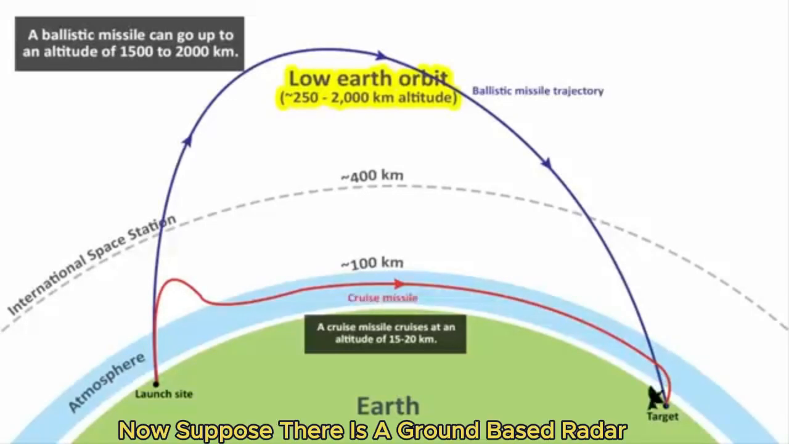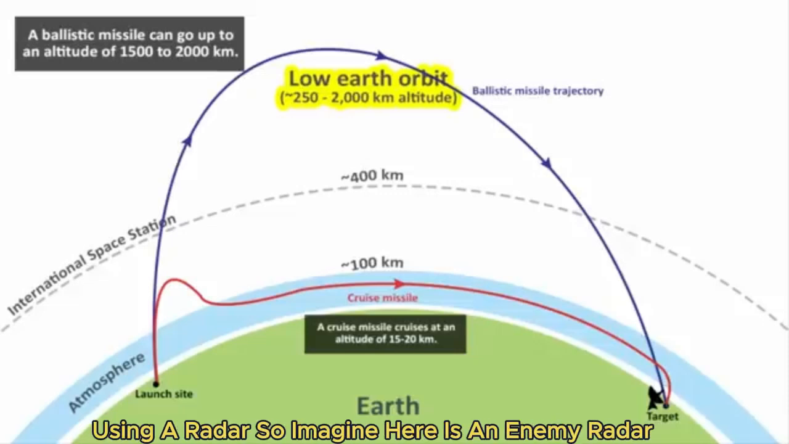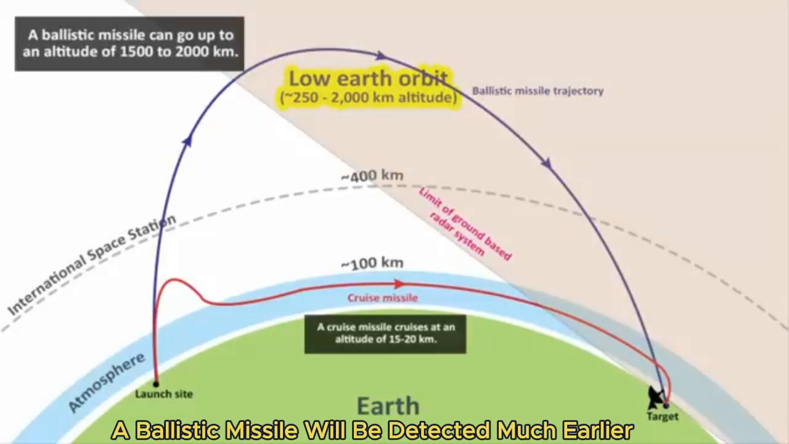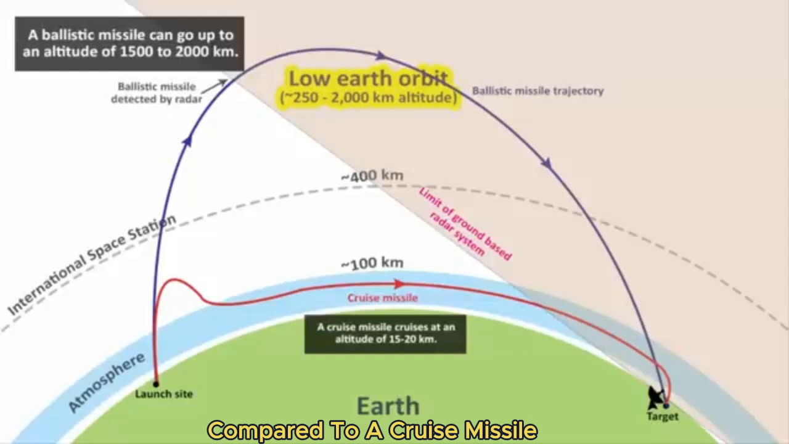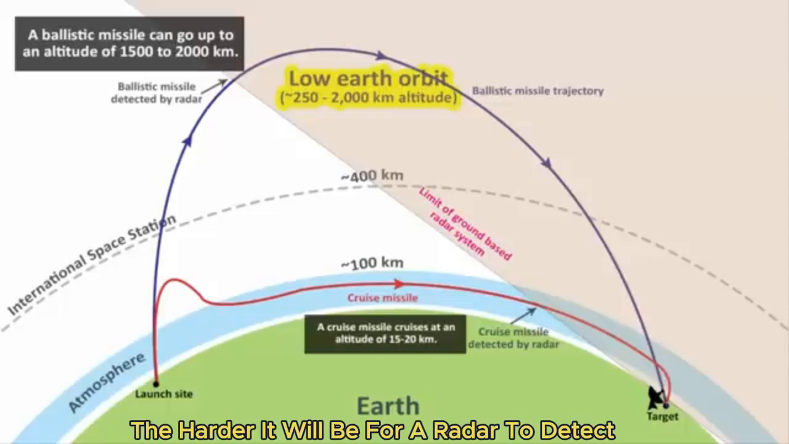Now suppose there is a ground-based radar placed over here by the enemy. A radar has a certain field of view, and there is a maximum range at which targets can be detected using a radar. So imagine, here is an enemy radar, and this is the radar's field of view. That means a ballistic missile will be detected much earlier compared to a cruise missile. So this is the advantage of cruising at a lower altitude. The lower the altitude, the harder it will be for a radar to detect.